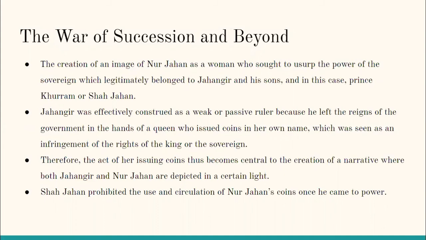So he made deliberate efforts to control the narrative of his court histories, to remove the accomplishments or memory of Nur Jahan, as she was accused of having caused much political instability in the empire during the 1620s for her own selfish gains. Now, central to the construction of these narratives was the act of issuing coins in the name of Nur Jahan, as Shah Jahan thought this as an infringement of the royal prerogative, an infringement of the sovereignty of the king, and thus he perceived Nur Jahan as a threat. So when he came to power, Shah Jahan prohibited the use and circulation of Nur Jahan's coins. And this is how several anecdotes and stories came to be in place.